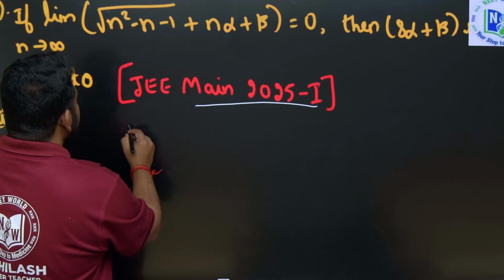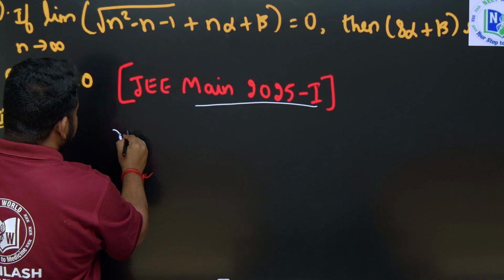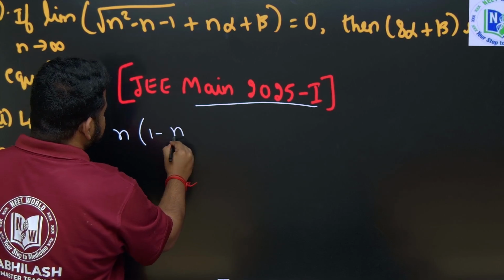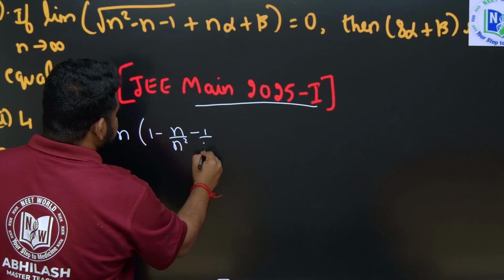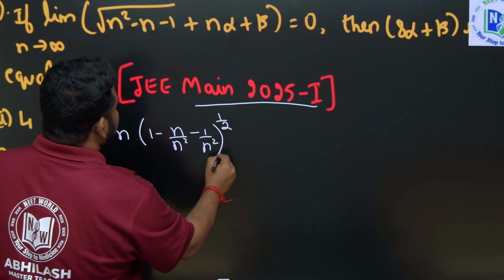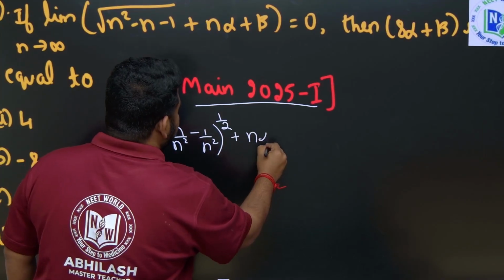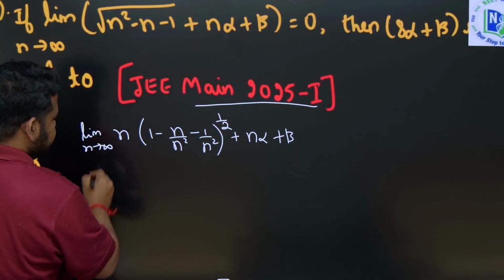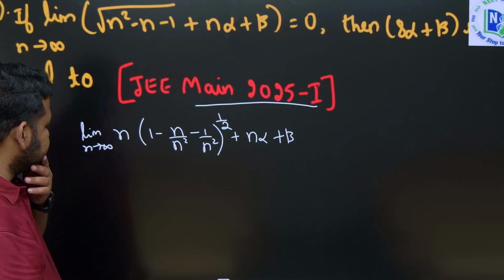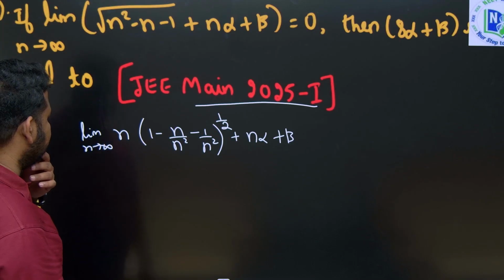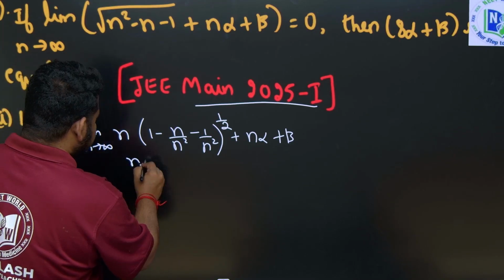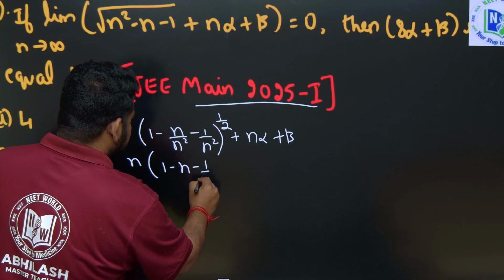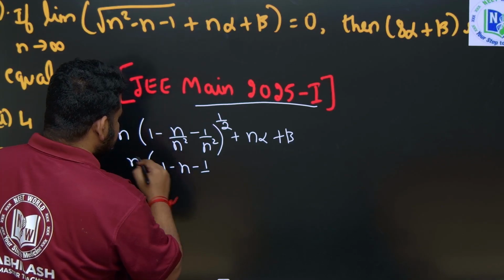n square is there. If I take n square outside, this will become n into (1 minus (n minus 1) by n square) to the power of 1 by 2, plus n alpha plus beta, limit n tends to infinity. Now let us see what we can do. If I further simplify, this will become 1 minus (n minus 1) by n square.